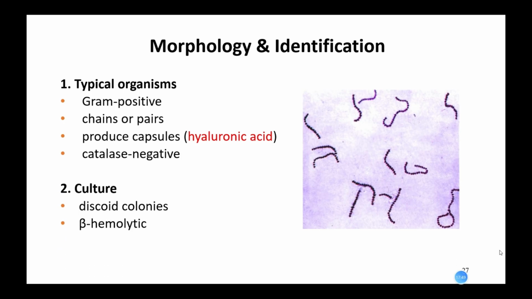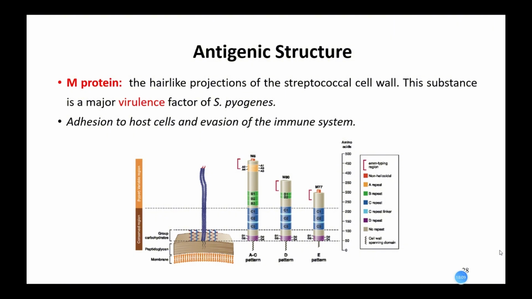And when we culture the bacteria on the blood agar, they would form the discoid colonies. And it's beta hemolytic. So on blood agar, it clears the red blood cells completely. So this is beta hemolytic.